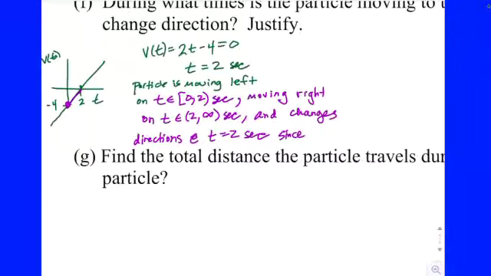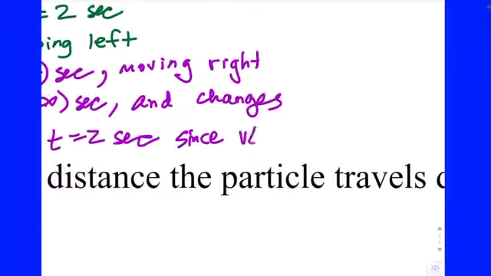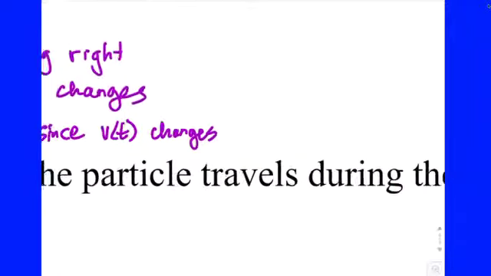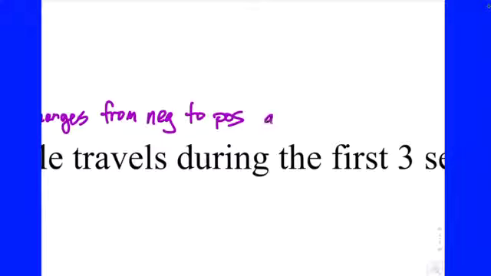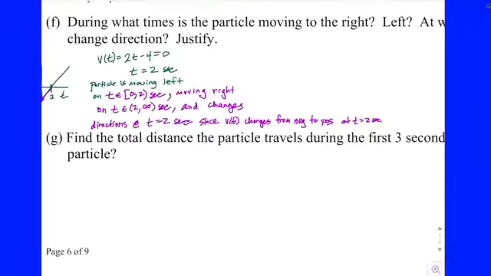Is it because it's 0 that it changes directions? No. Remember, in general, it doesn't have to, but it's since v of t changes from negative to positive at t equals 2 seconds. That's the kind of sentence you'll get really used to saying, because when we do something later on called the first derivative test, it pretty much follows that exact same template.